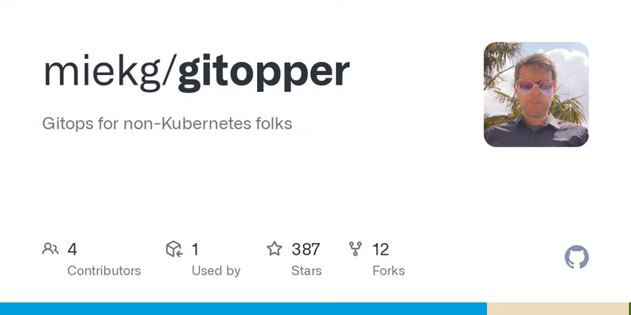Gitopper: watch a Git repository, pull changes, and reload the server process. Synopsis: gitopper [option] -c config. Description: Gitopper is GitOps for non-Kubernetes folks. It watches a remote Git repo, pulls changes, and HUPs the server service process.